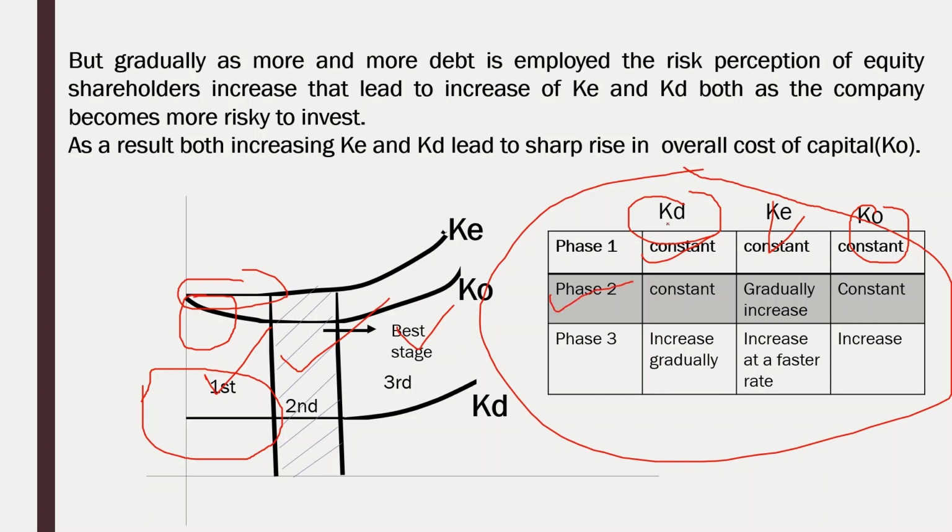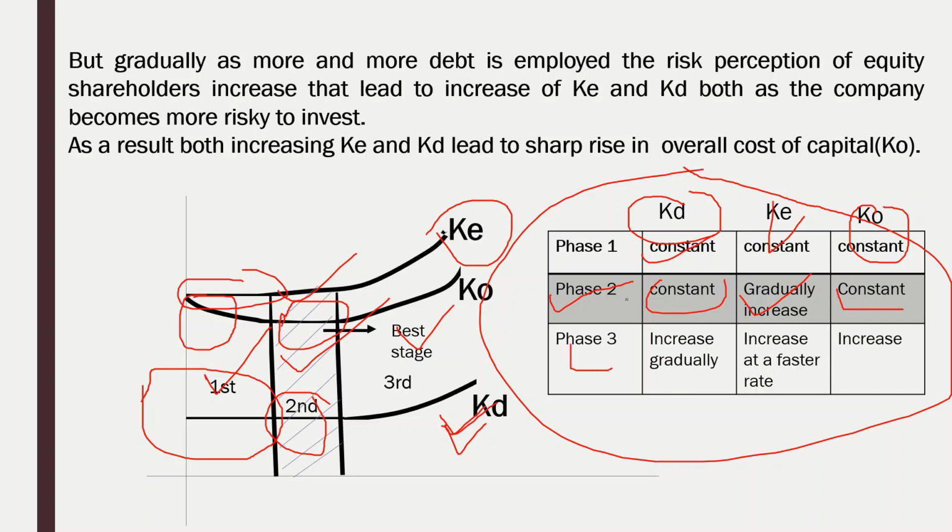In the second phase, our KD is still constant, but KE gradually starts increasing, because the increase in debt raises the risk perception of our equity shareholders. In the second phase, our overall cost of capital is still declining, or you can say constant.